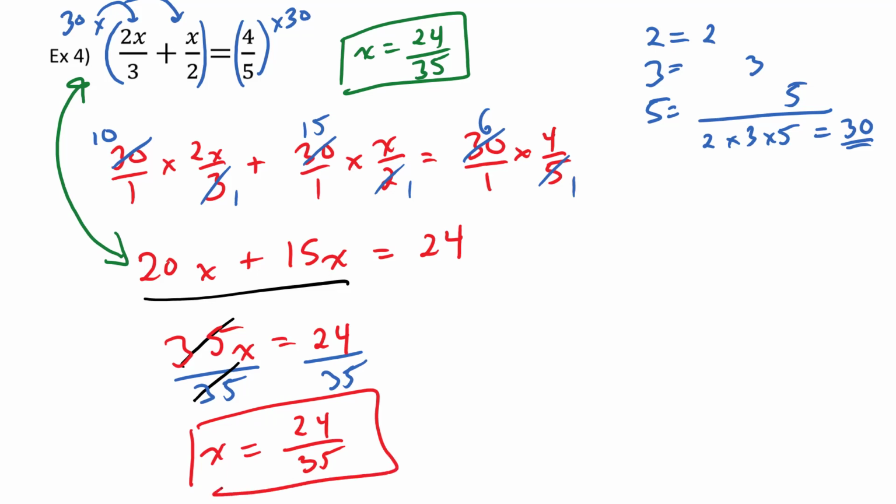Again, if you wanted to, you can sub these into your original equation. And you can see this side here is already 4 over 5. So if you sub in 24 over 35 into the left side, you should get that being equal to 4 over 5. You can try that on your own.